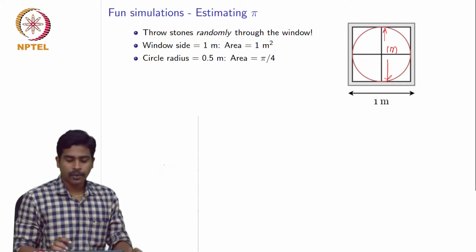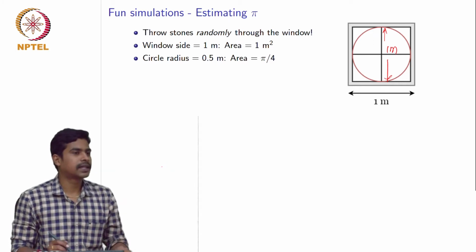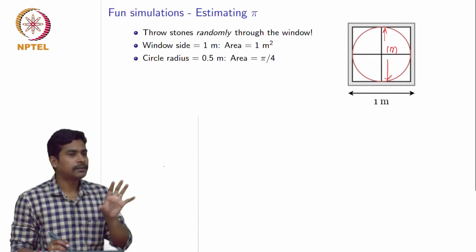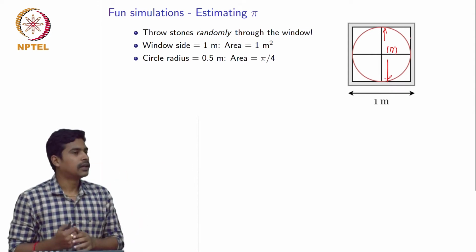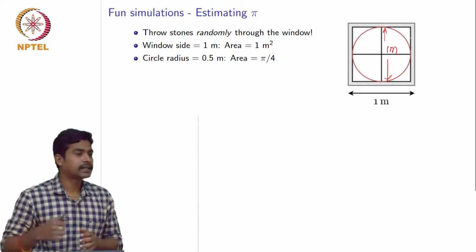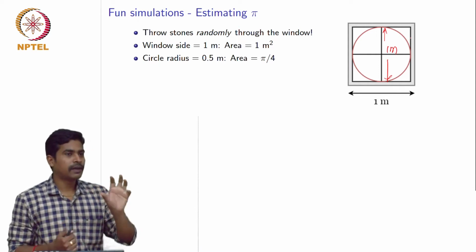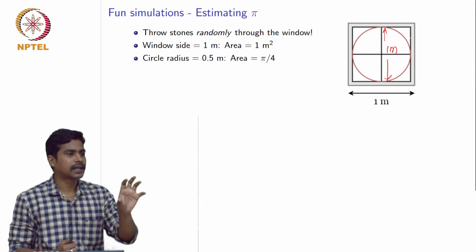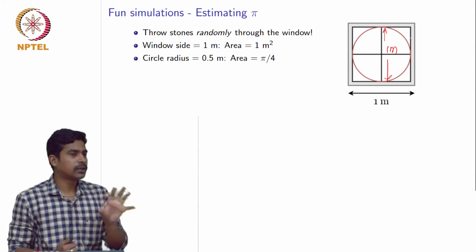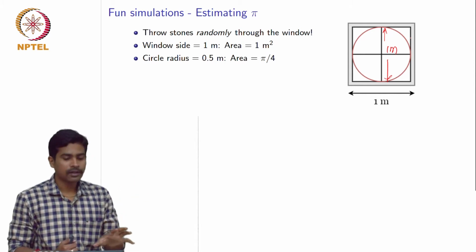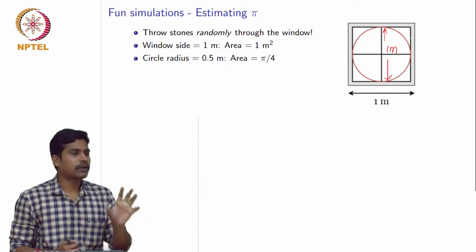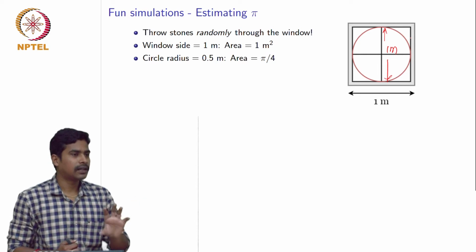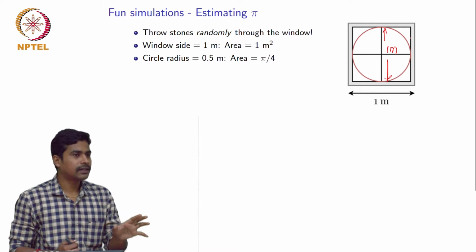Suppose you are throwing 100 stones inside that window, and if you somehow can figure out how many stones are going through this imaginary circle, then if you divide the number of stones that are going inside the circle by the total number of stones that you have thrown inside the window, that is going to roughly estimate the ratio of the area of the circle and the area of the rectangle. So am I clear?